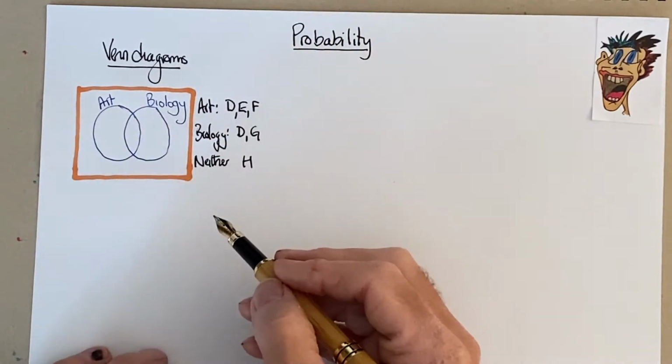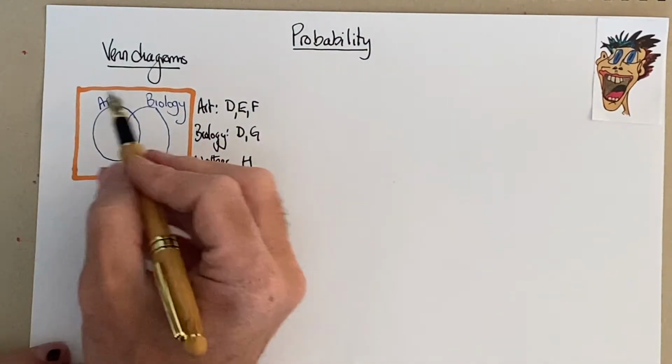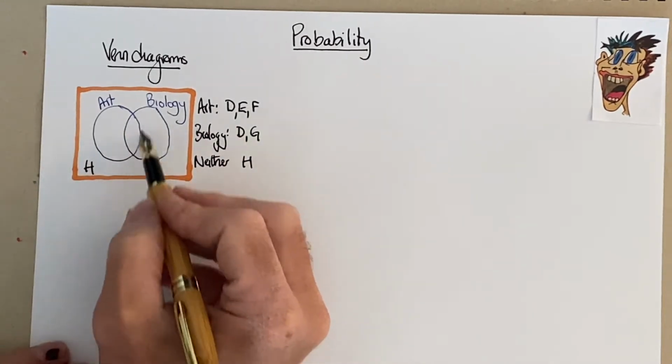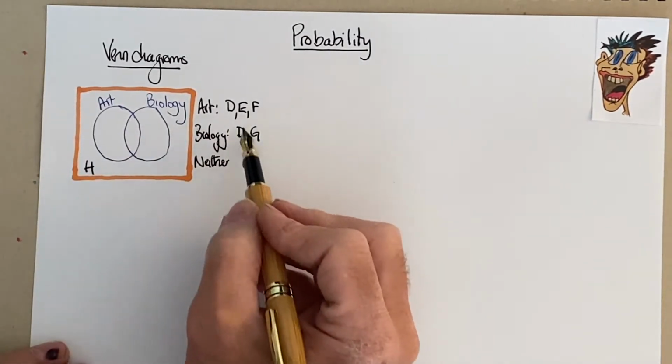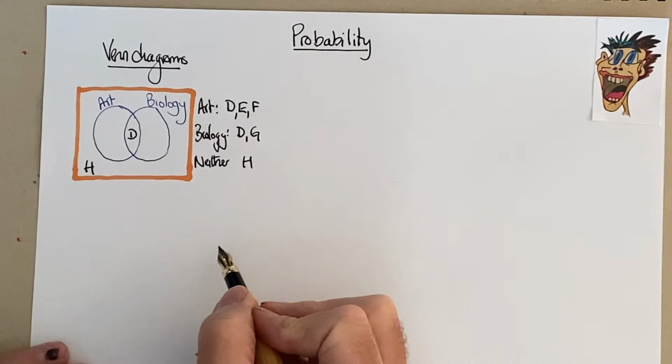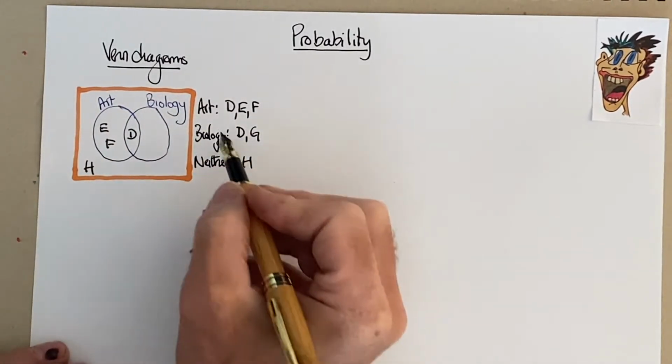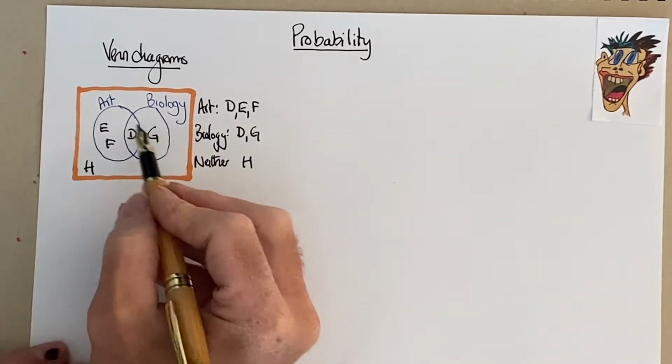How do I fill all of this in? Actually, I've got four regions. Okay, so I've got the outer region, which means neither art nor biology, so H will go in there. But then I've got these three, and that middle one means that those do art and biology, and I can see D is in both. So D goes there, and now I can see that E and F don't do biology, but they do art, so they must be in this group here. So I put E and F there, and similarly G is in this group here because it doesn't do art, but it does do biology.